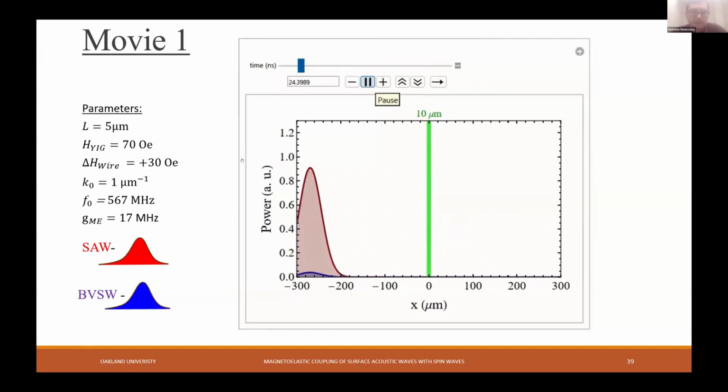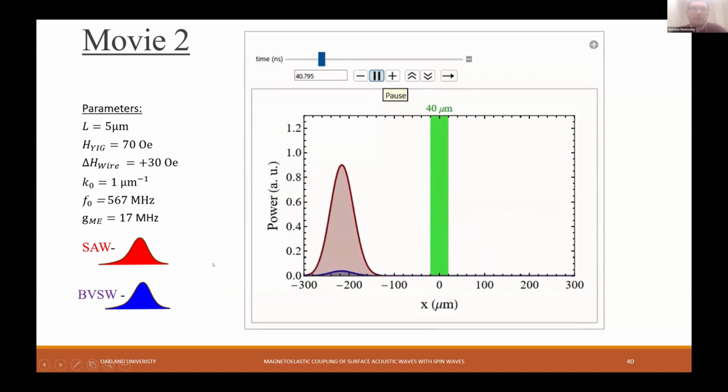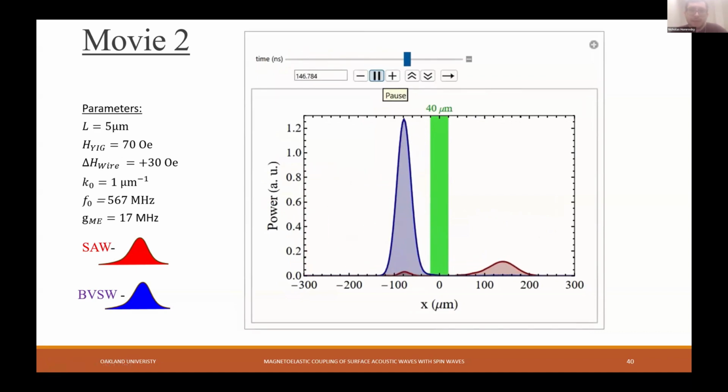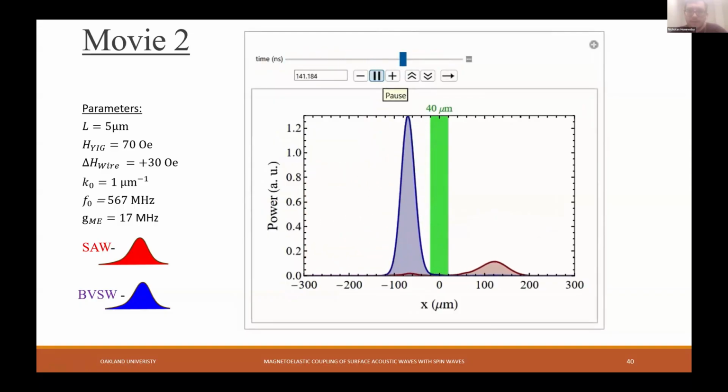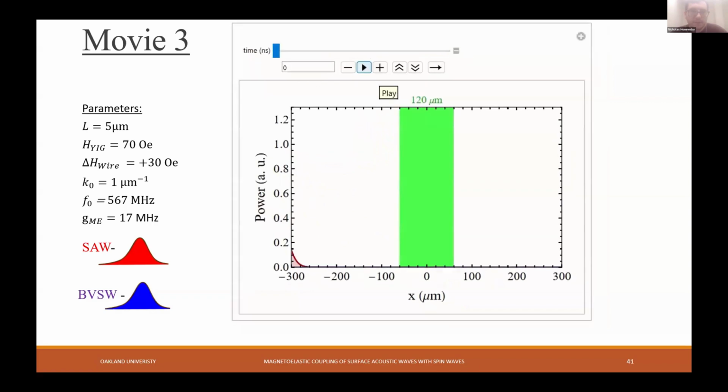Okay, movie 2. So I've widened the region of the wire diameter, and the surface acoustic wave converts into a very tall spike of the backward volume spin wave. It becomes taller because of the change in their speeds. The backward volume spin wave is slower than the surface acoustic wave, but you can see that the power is much more amplified.